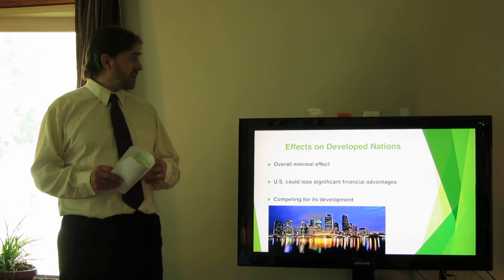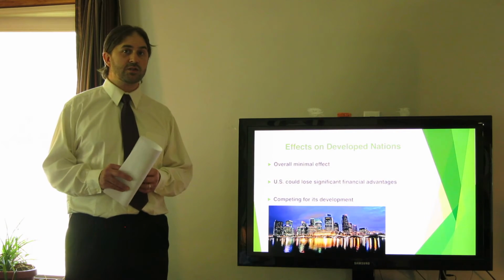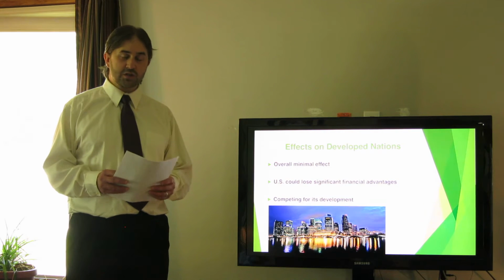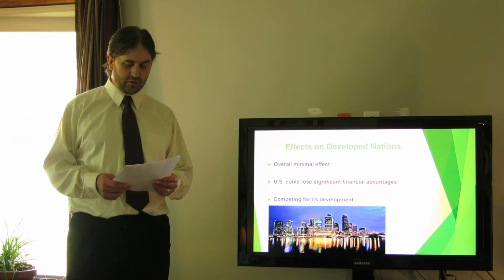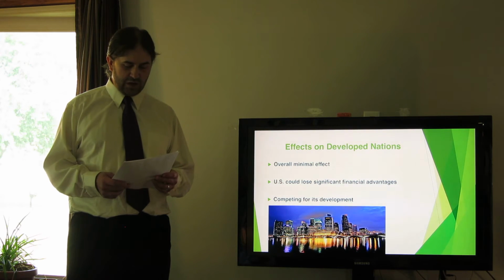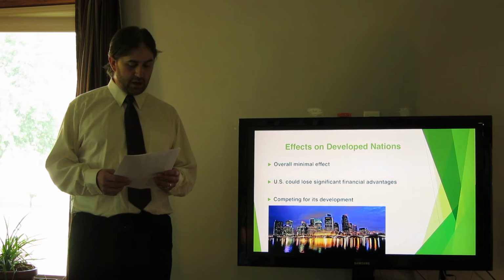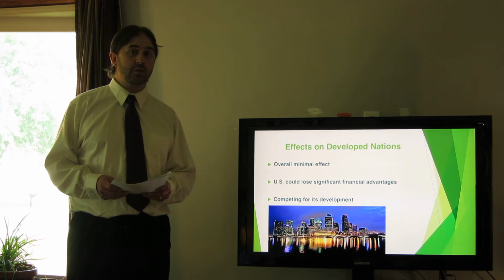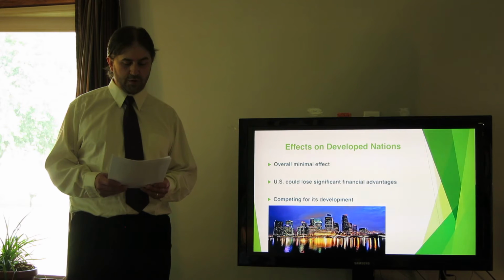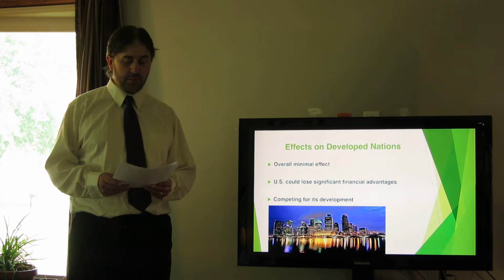The last effect on developed nations would be the competition that would arise for developing the single currency. There are now numerous countries that are competing with the US to become the world's reserve currency. This includes China, Russia, Brazil, India, South Africa, and of course the European Union. And in 2009, the G20 Summit of Nations announced plans to actually create and implement a single global currency to replace the United States dollar as the world's reserve currency.